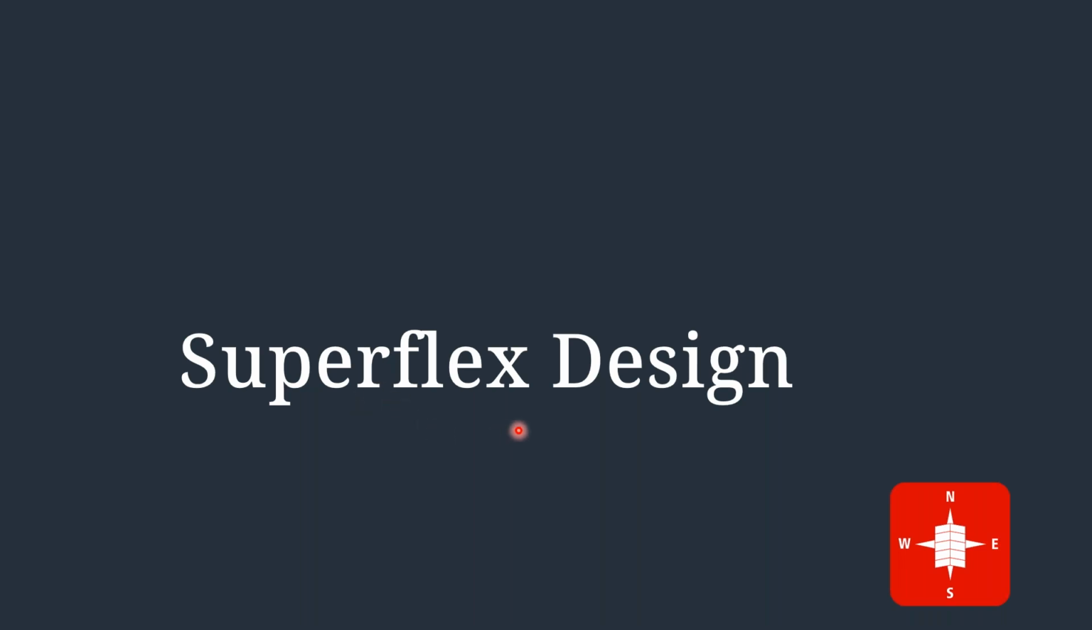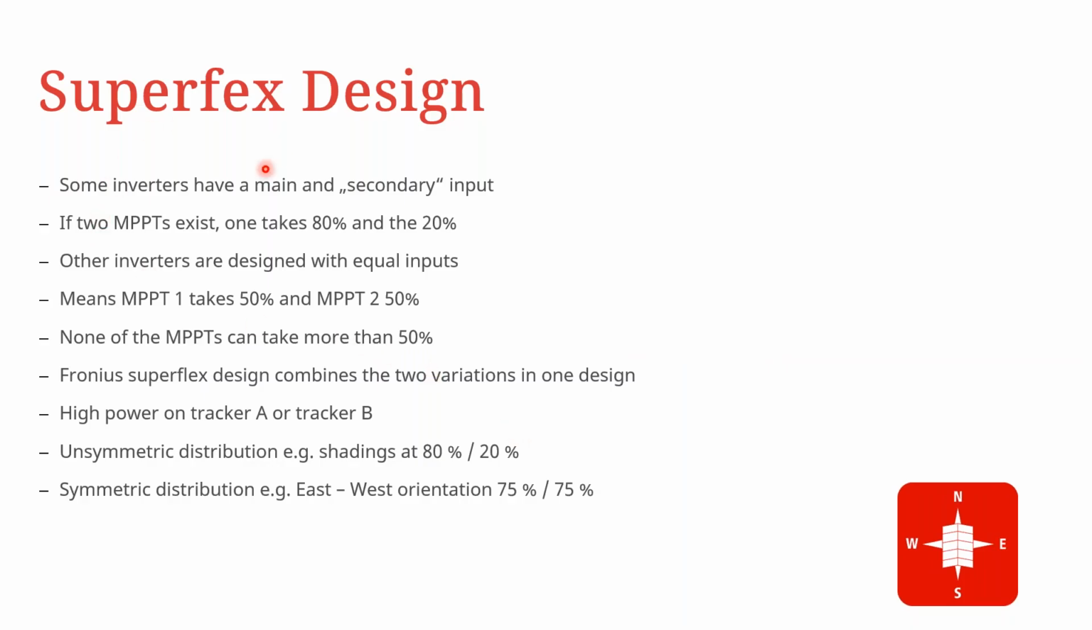Next is the Superflex design from Fronius. Some inverters have a main and secondary input. This is if two MPPTs exist. One takes 80% of your PV array and the next will take 20%. This is why you have different current ratings. So for example, on the Symo 10, it was 40.5 and 24.8. This will allow for a much greater PV array on your MPPT1 compared to MPPT2.